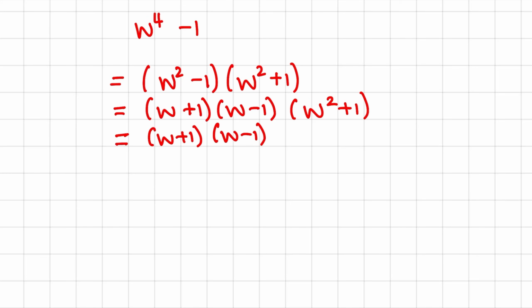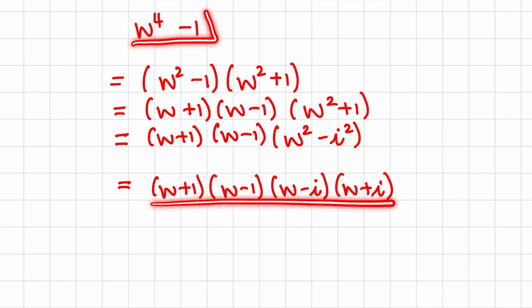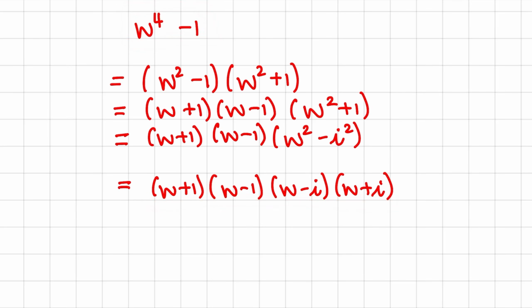So if we continue factoring, we will have w plus 1 times w minus 1 as our second pair of brackets, times w squared minus i squared, which is a difference of two squares. So our final answer would be w plus 1 times w minus 1 times w minus i times w plus i. And now we have completely factored the expression of w to the power of 4 minus 1.